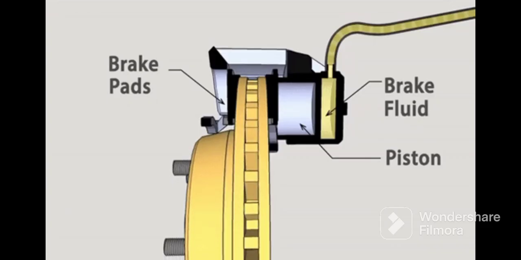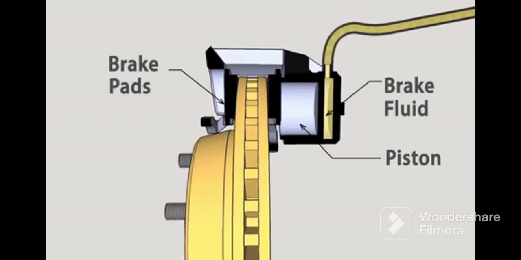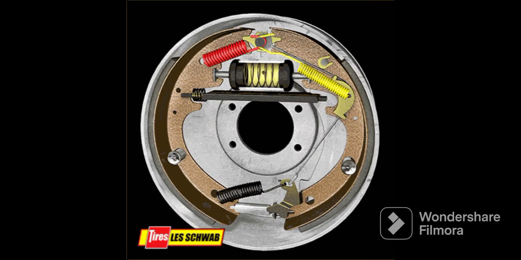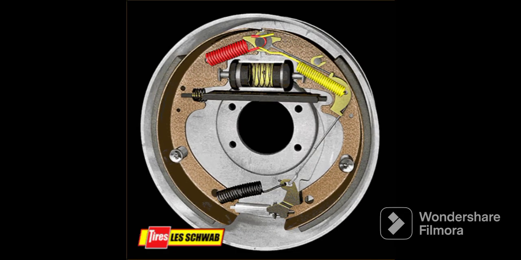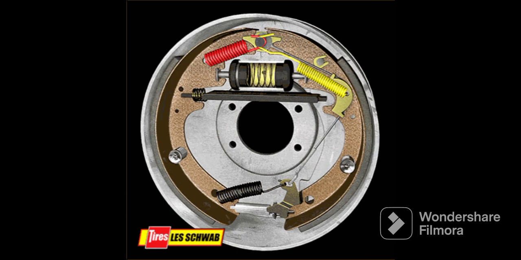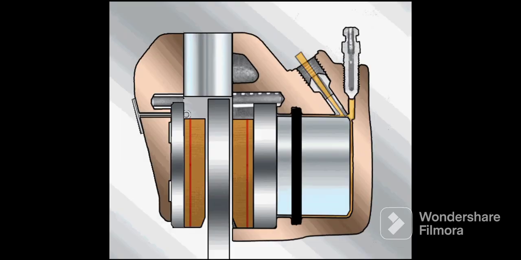Brake pistons. The brake pistons are part of the caliper and apply pressure to the brake pads. When you apply the brakes, the brake fluid pushes the pistons, which in turn push the brake pads against the rotor.